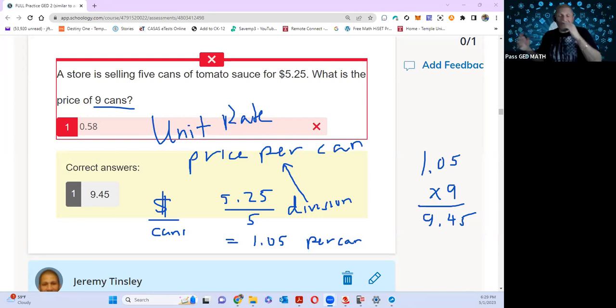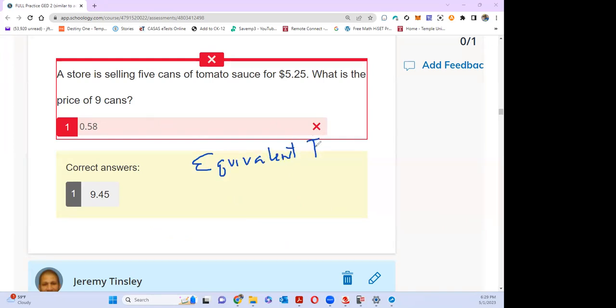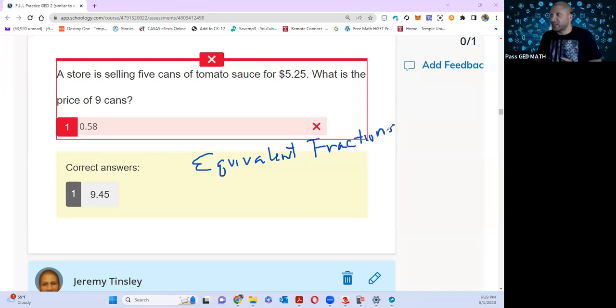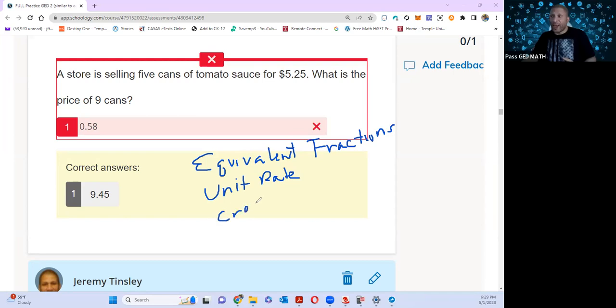So this is how I would tell you to solve proportions. This is the order. First, if you can solve it, use equivalent fractions. That's the easiest way. The second way I would tell you to solve a proportion is unit rate. And the third way that works no matter what is cross multiply.